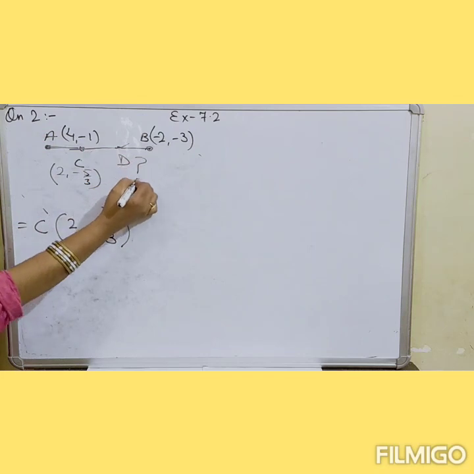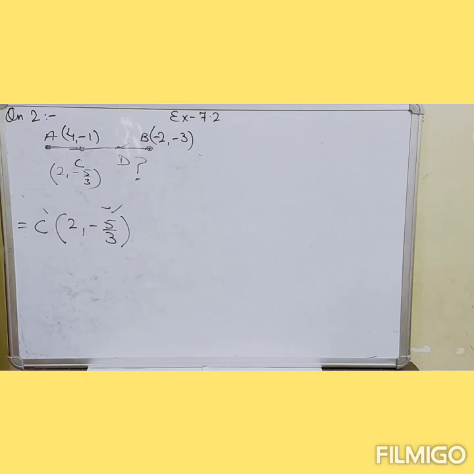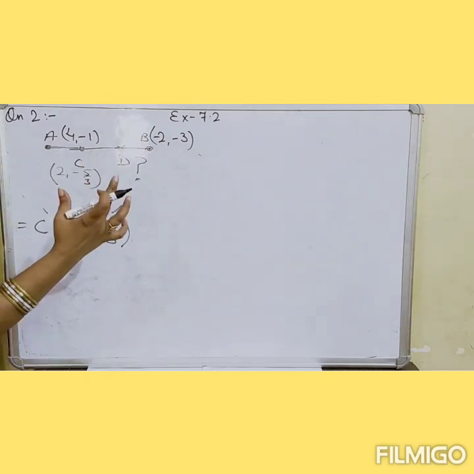Now we have to find out this point D. There are two ways. I'm explaining one way properly, in a whole manner, but the second way I will just explain verbally, and the other method I will do properly.